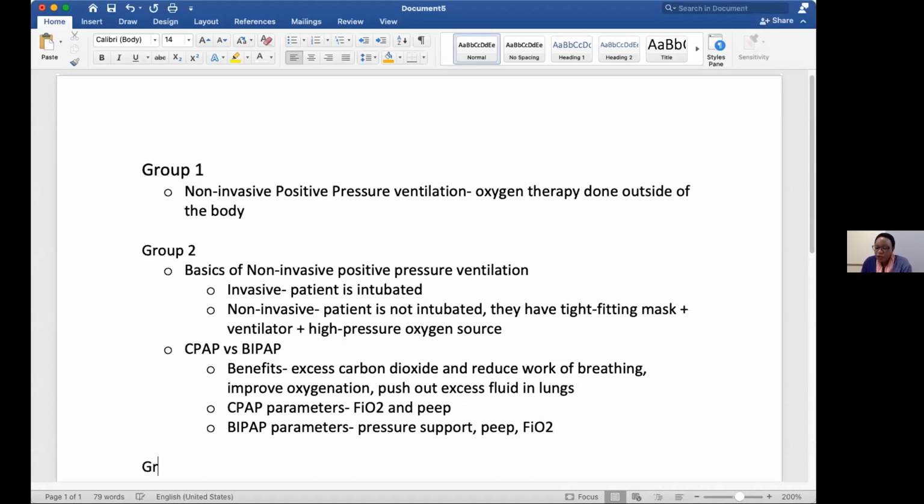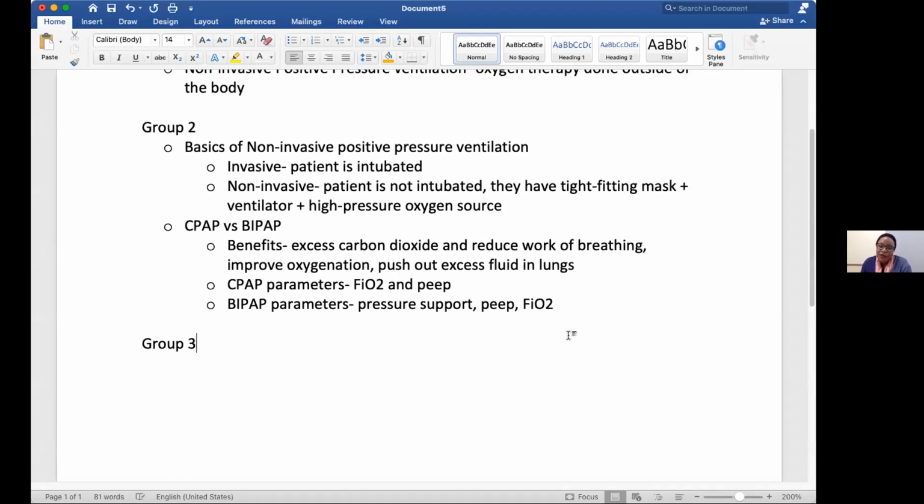Okay, so in room 3, we were discussing high flow oxygen delivery devices. I'll invite our rapporteur who took notes to just briefly go through what was discussed. Group 3. All right, thank you so much for the opportunity. So we were discussing high flow oxygen devices.